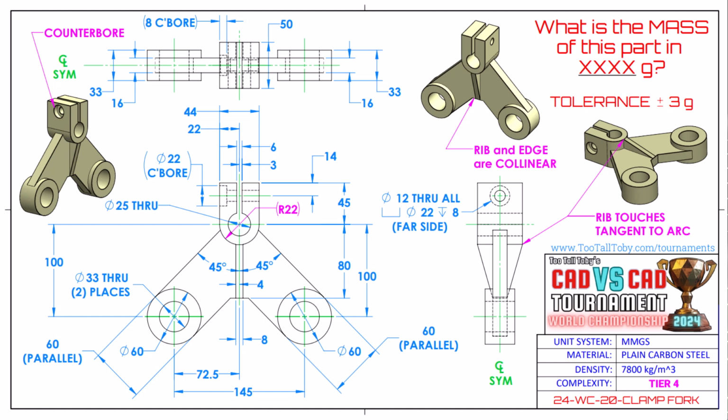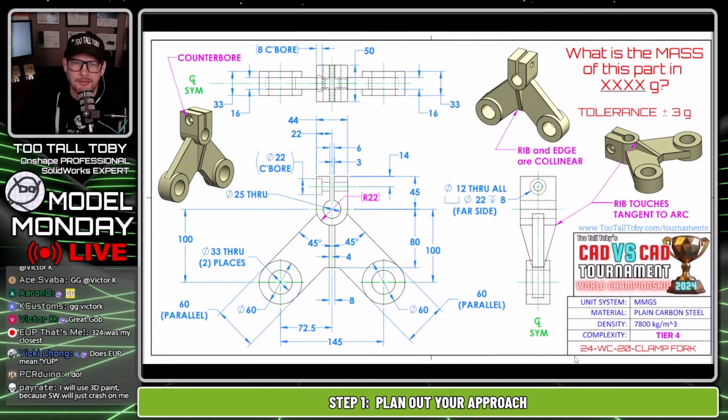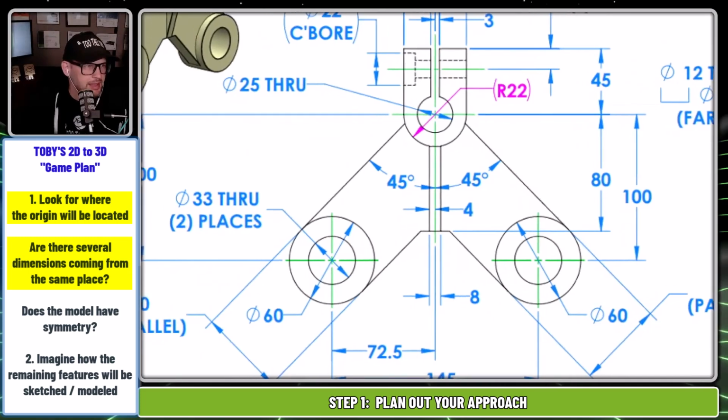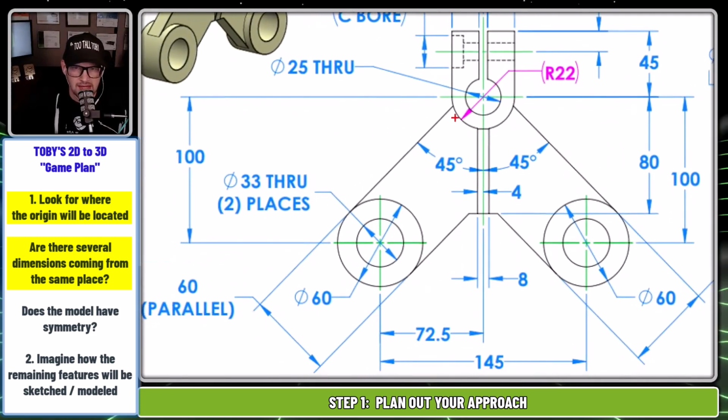But I think that there are some common steps that you go through when you're trying to come up with a game plan, an initial game plan. And I think the first of those steps is to recognize where the origin is going to be located. And one of the first things that I look for is a bunch of dimensions that all seem to be coming from the same place. And I think in the case of this clamp fork, that place would be the center of this bore here.